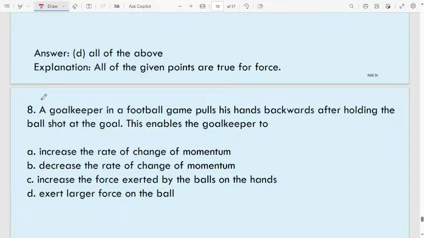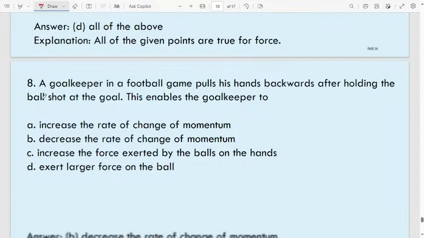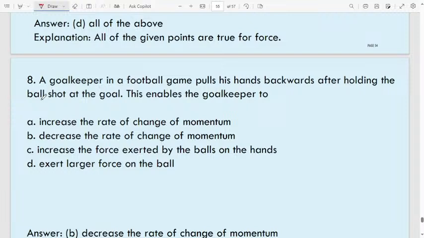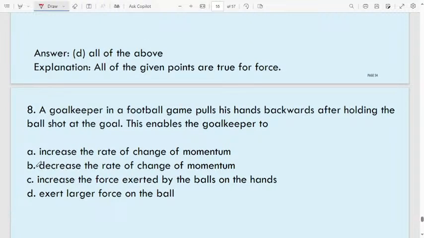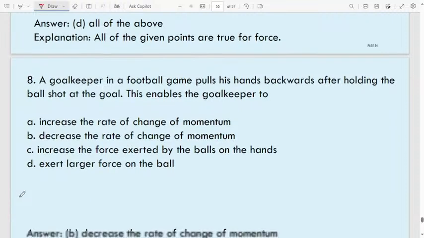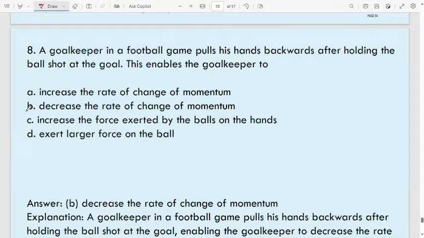Yes, last question. A goalkeeper in a football game pulls his hands backward after holding the ball shot at the goal. This enables the goalkeeper to, option A, increase the rate of change of momentum. Option B, decrease the rate of change of momentum. Option C, increase the force exerted by the ball on the hands. Option D, exert larger force on the ball.